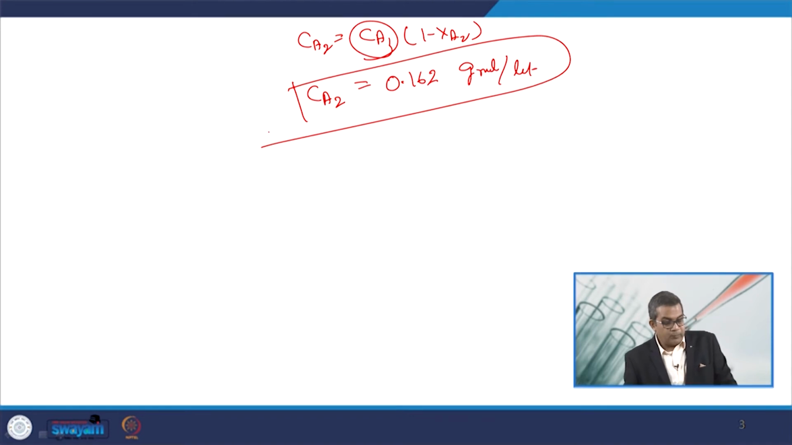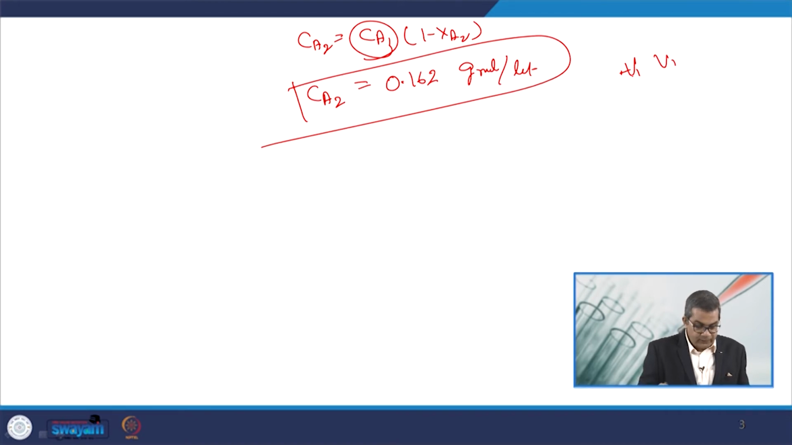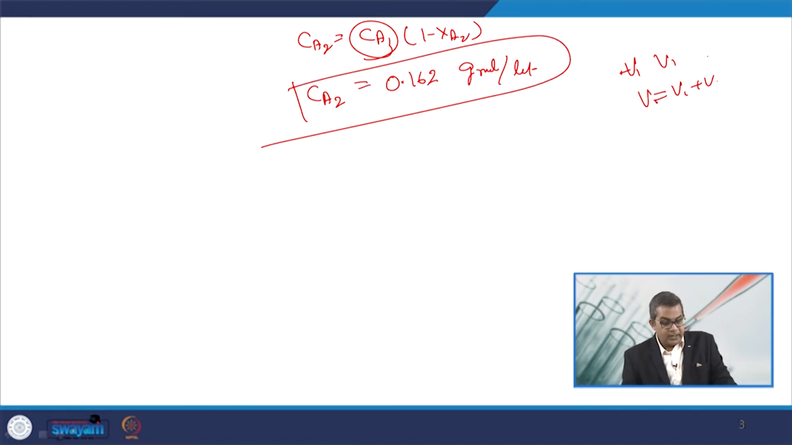So, for two plug flow reactors in series, with volumes V1 and V2, a single plug flow reactor of volume V is equal to V1 plus V2. It gives us the same conversion at the exit as the two combined. So, if both have individual volumes V1 and V2, and if we have a single plug flow reactor, then V is equal to V1 plus V2. So, both are giving the same conversion.